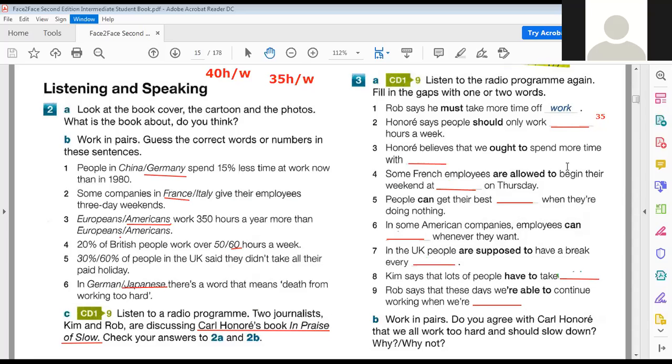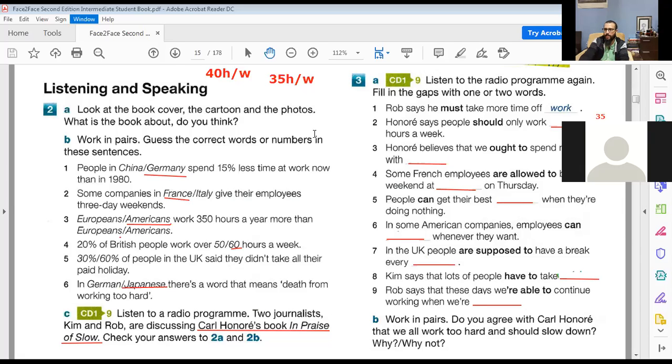What about number 3? The author, Mr. Honoré, believes that we ought to spend more time with who? Who should we spend more time with? Our families. You think family? Yes. Okay, let's write our families. And what about number 4? Some employees are allowed to begin their weekend at 3 p.m. Okay, so you heard 3 p.m.